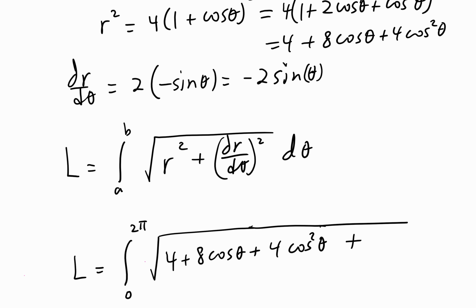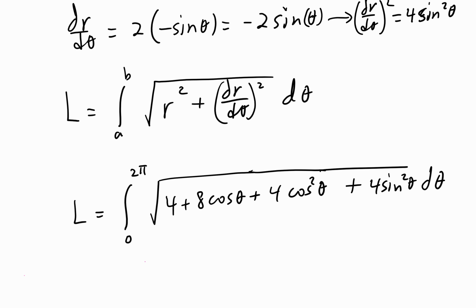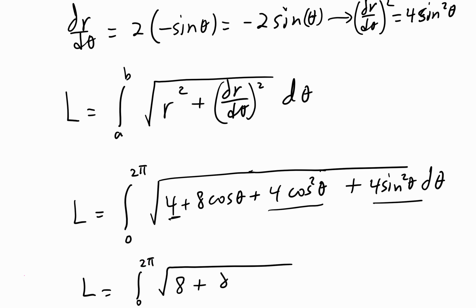And for the dr d theta, when we square it, we get 4 sine squared theta. And then we need to simplify as much as we can inside the square root. So let's see what we have. This one and this one add up to 4 because sine squared plus cosine squared is 1. And there's another 4 there, so that becomes 8 plus 8 cosine theta d theta.